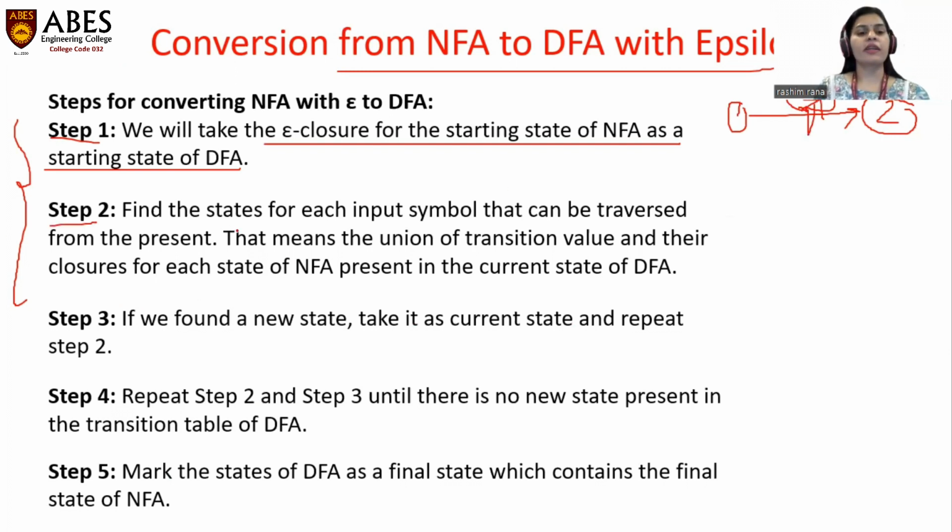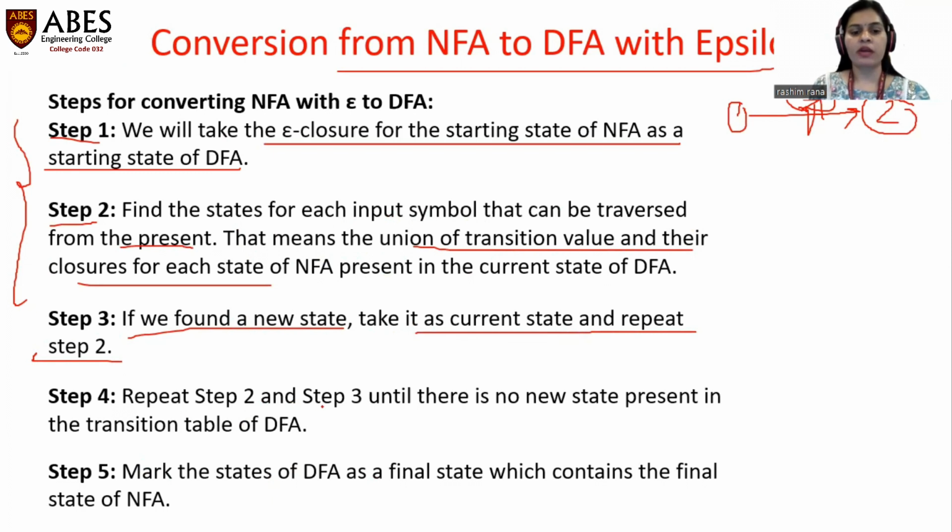In step 2, find the states for each input symbol that can be traversed from the present state. That means the union of transition values and their closure for each state of NFA present in the current state of DFA. Step 3, if we find a new state, take it as the current state and repeat step 2. Step 4, repeat step 2 and step 3 until there is no new state present in the transition table of DFA. Step 5, mark the states of DFA as final states which contain the final state of NFA.